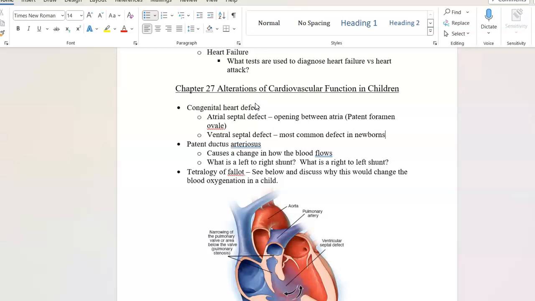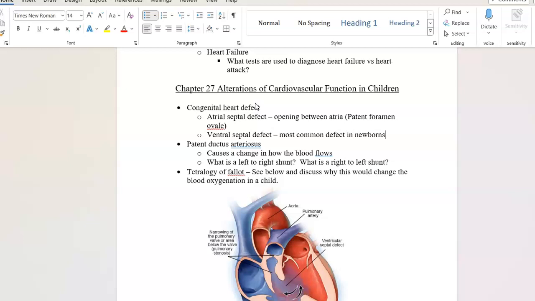One of my students, when I taught this years ago, told me her grandmother found she had one when she was 80. So depending on how big they are, you can live with it. If it's really big, obviously you can't, because you get a mixing of oxygenated and deoxygenated blood. Ventricular septal defect is the most common defect in newborns when we're talking about these septal defects. And there's some sort of connection between the right and the left ventricle. And I show you a picture below.